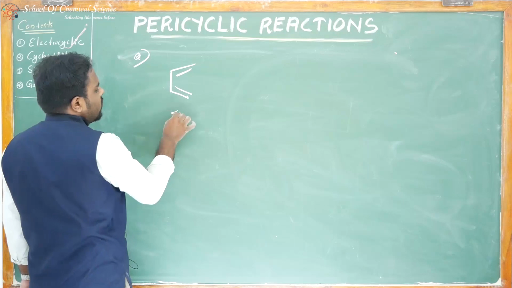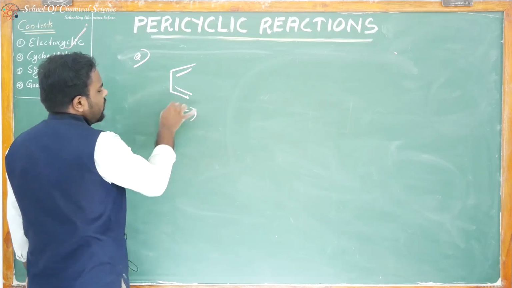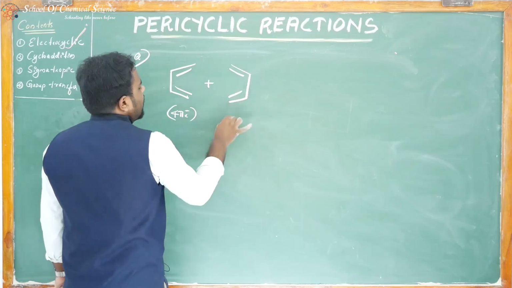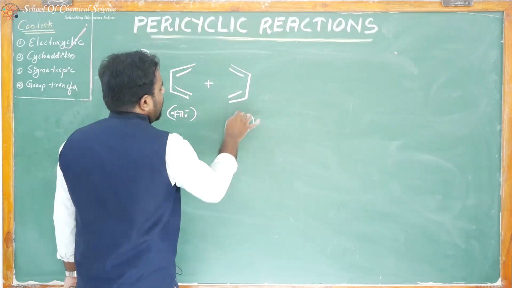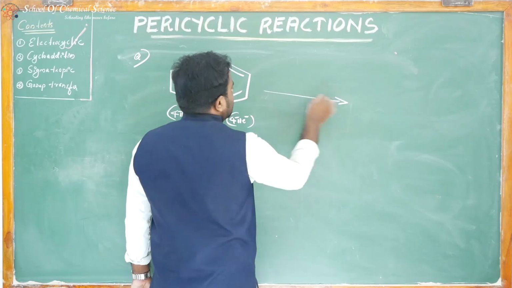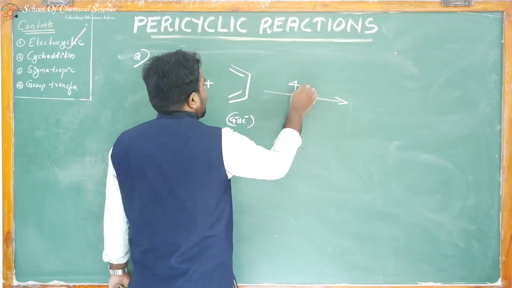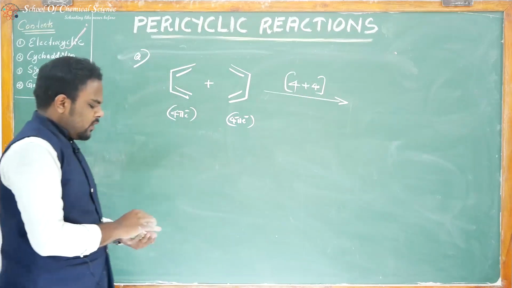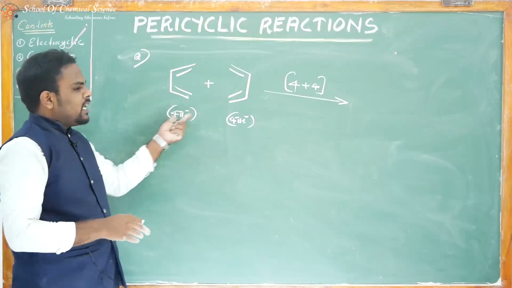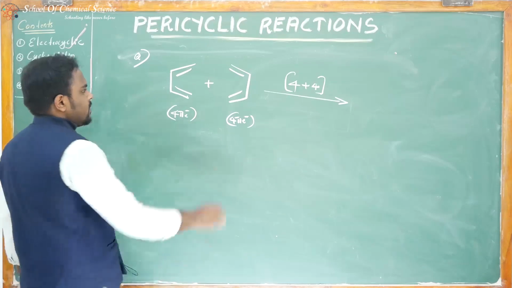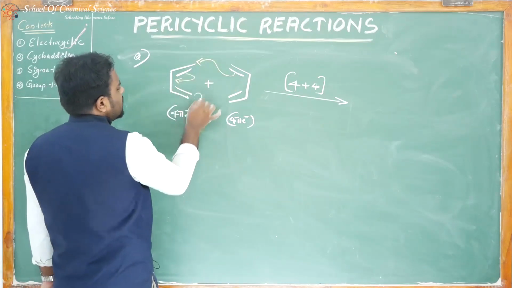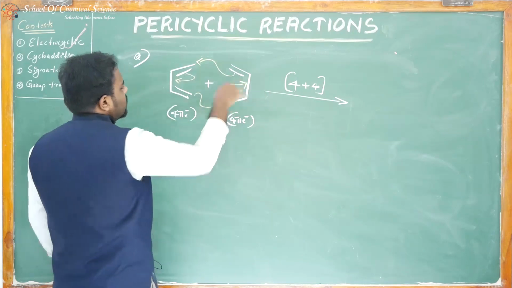How many pi electrons? 4 pi electrons. Plus, this is also a 4 pi electron system. So this is a 4 plus 4 cycloaddition, because it is a 4 pi electron system and another 4 pi electron system. Here a new sigma bond is formed. This pi bond shifted towards here. Here a new sigma bond, this towards here.